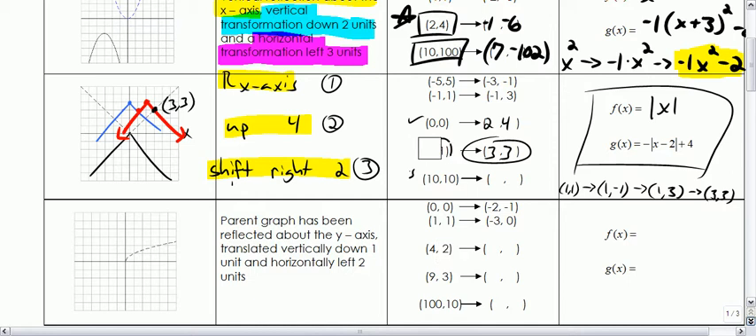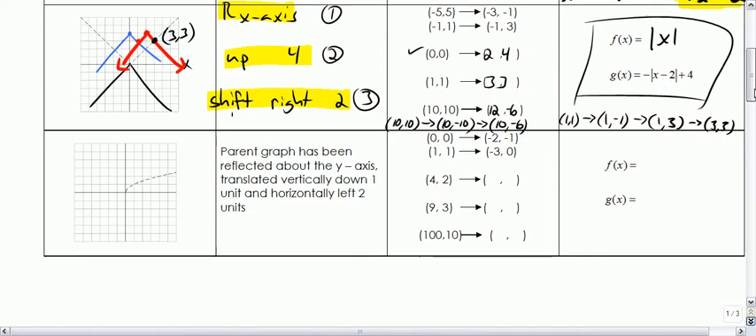Okay, so that was (3, 3). Now (10, 10), do scratch work. (10, 10) across the x-axis is (10, -10), up 4 is (10, -6), and then right 2 would put me at (12, -6). So go to your graph: is it reasonable if you go over 12 and down 6? Yeah, that looks like it should be on the graph.